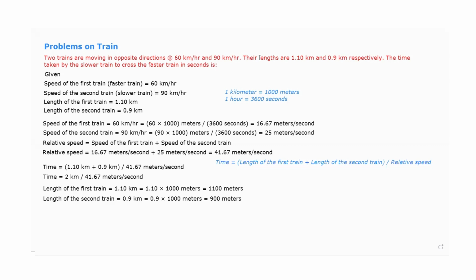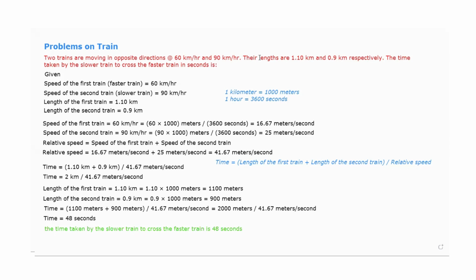Time equals (1100 meters plus 900 meters) divided by 41.67 meters per second. Time equals 2000 meters divided by 41.67 meters per second. Time equals 48 seconds, approximately. Therefore, the time taken by the slower train to cross the faster train is approximately 48 seconds.